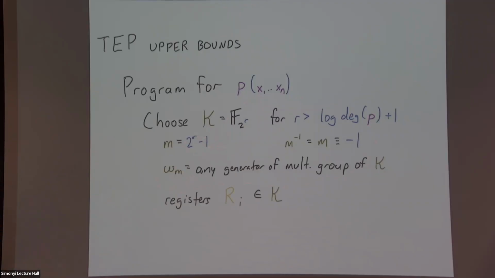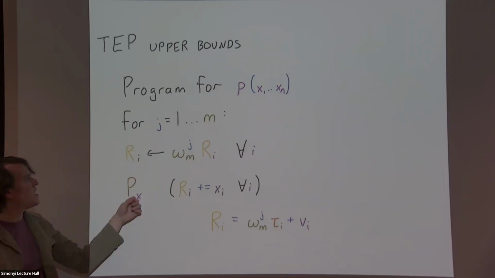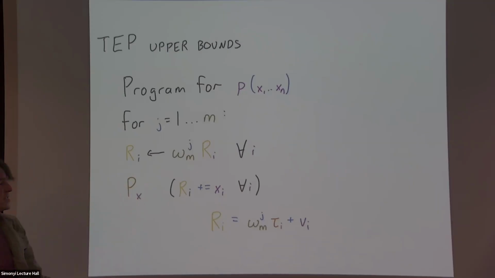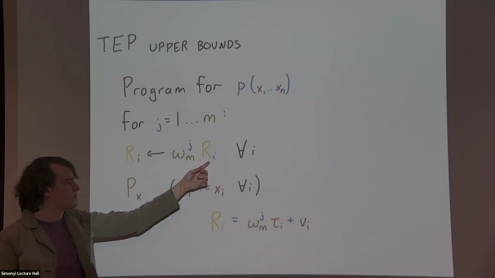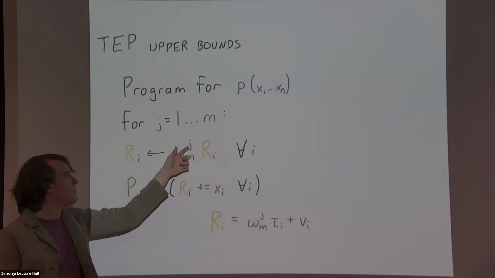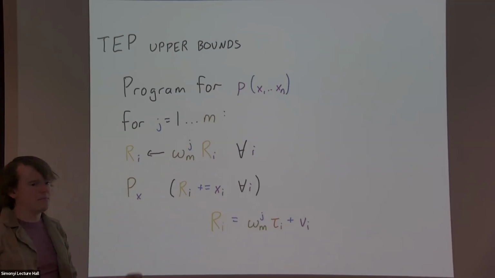Your registers are now going to be values stored over this field K. And to implement what we actually want, if I loop over all values J and I prepare the register in the state that I wanted, I'm going to be multiplying whatever was in Ri before, which was this tau I value. I'll multiply it by the appropriate value of omega M to the J, and then I'm going to press my special button and add the input.